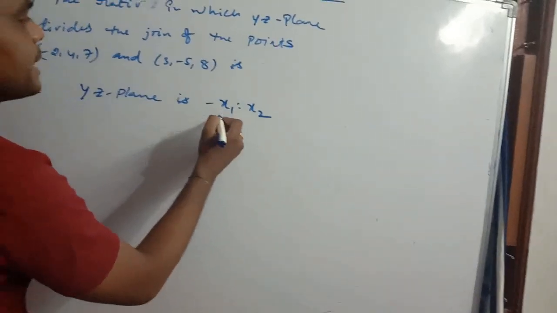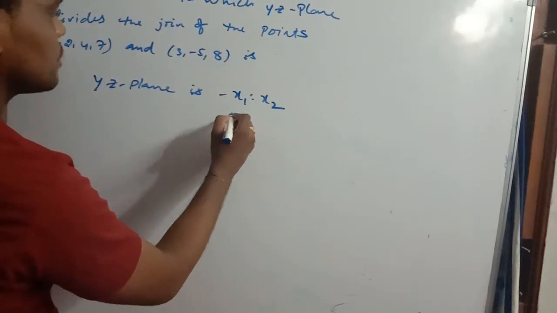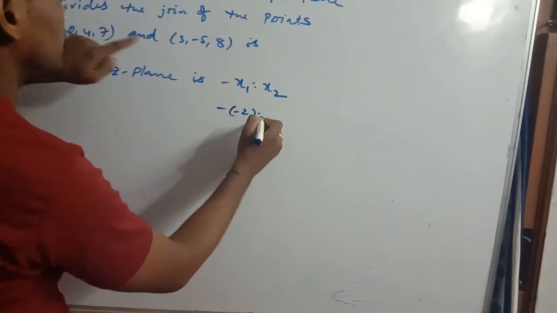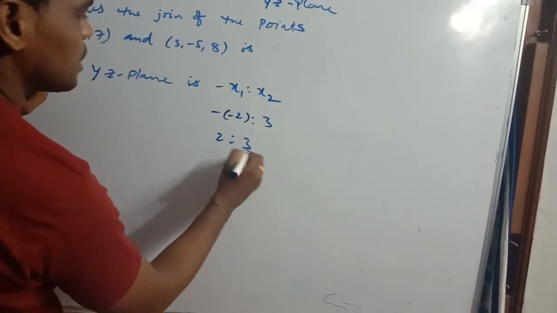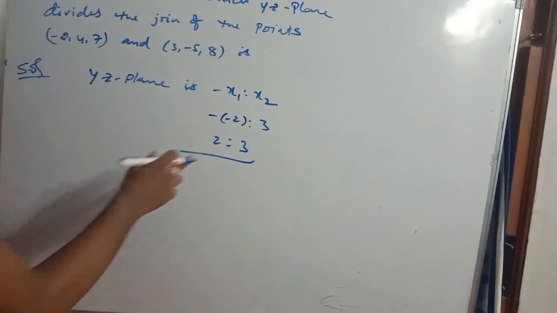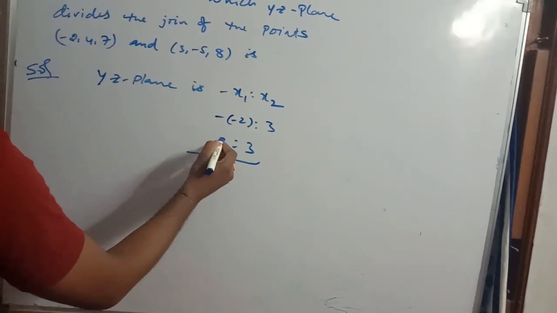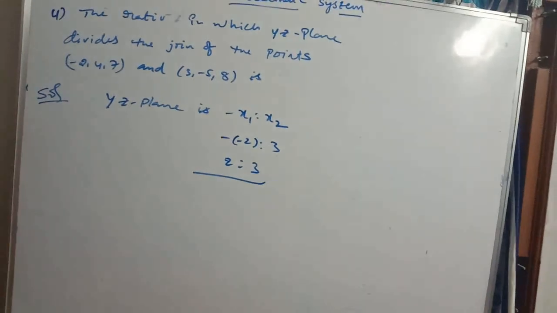Now here minus x1 is to x2. Now this is x1, so it is minus of minus 2 is to x2, which is 3. This is 2 is to 3. Now the ratio for the YZ plane is 2 is to 3. Now see in our material for this answer.